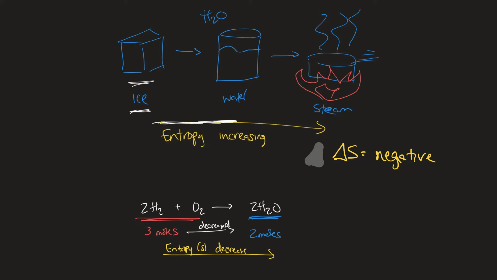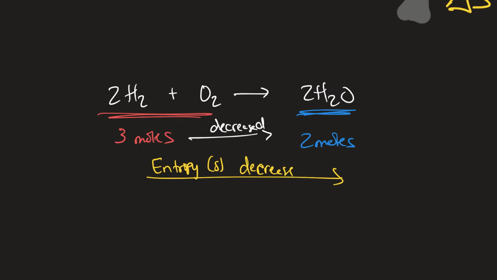The other way we could look at it is to look at the overall chemical reaction and the mole ratios. In the example I've given you, you start off with 3 moles of reactants but end up with 2 moles of products, and so things became more organized because of the chemical reaction. So delta S decreased, or delta S would be a negative number.